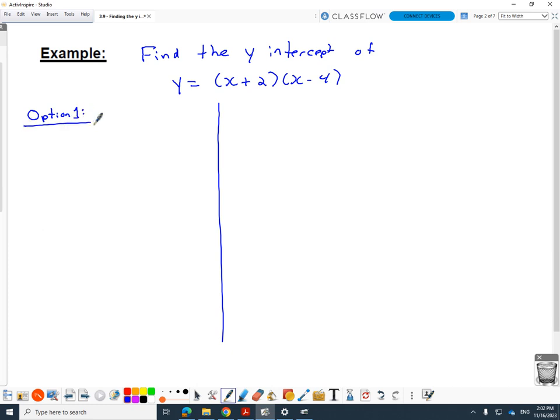Here's what I could do to find the y-intercept. I'm going to use what I just said. Can anyone tell me, without peeking, how to find the y-intercept? Over here, I'm going to set x equal to 0.